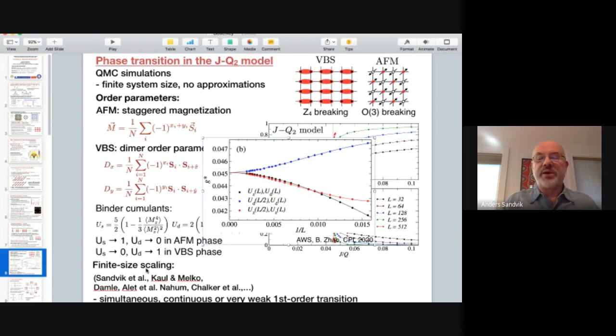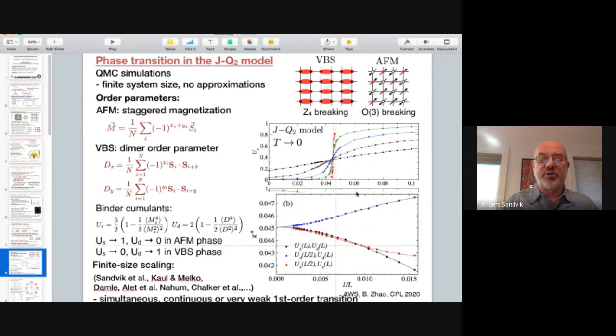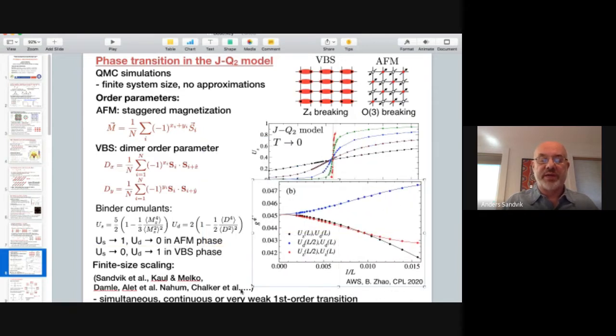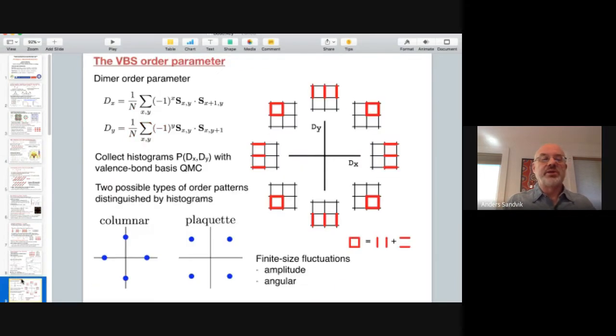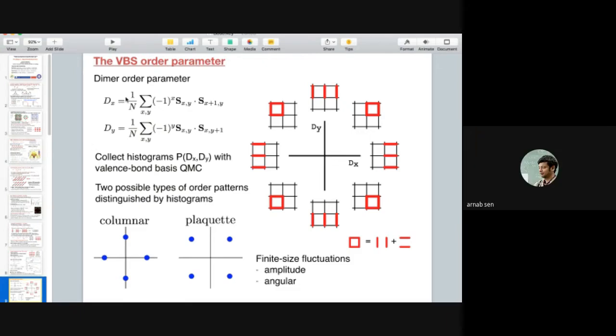People agree broadly that this transition is continuous or possibly very weakly first order. I will show some evidence today that maybe it's most likely weakly first order, but it's still a deconfined criticality, as you will see. Let me talk about the VBS order parameter a little bit more, because it has a very important aspect for deconfined criticality. So again, we have, yes, please.